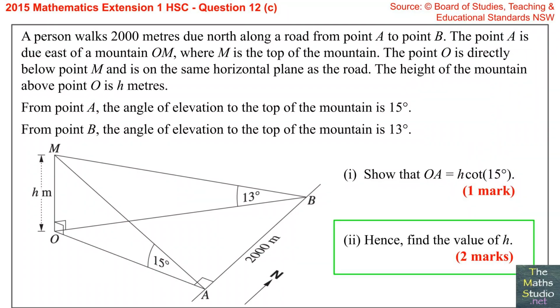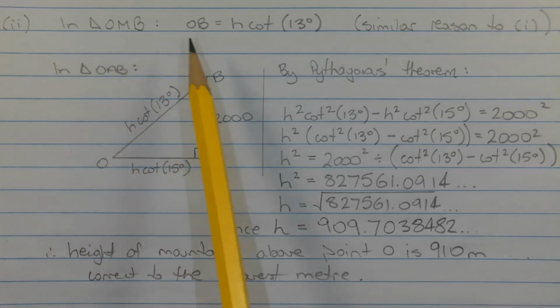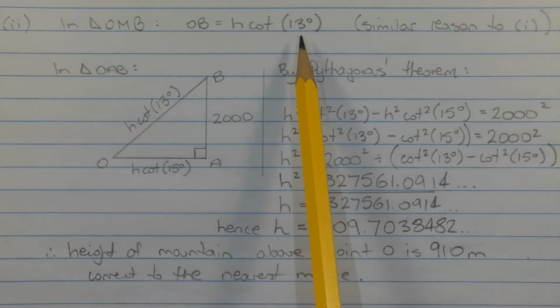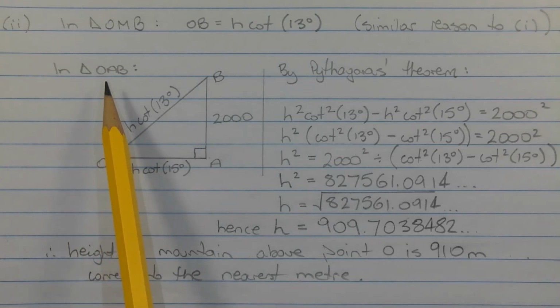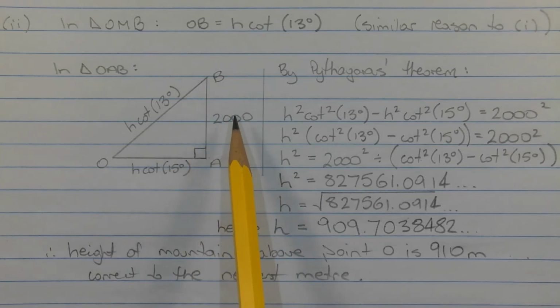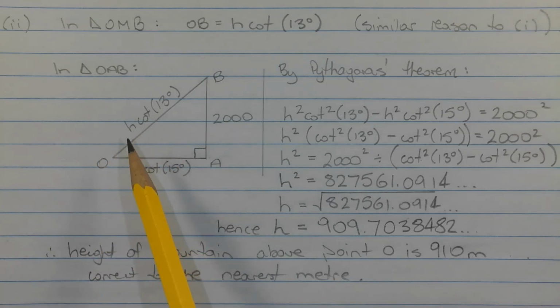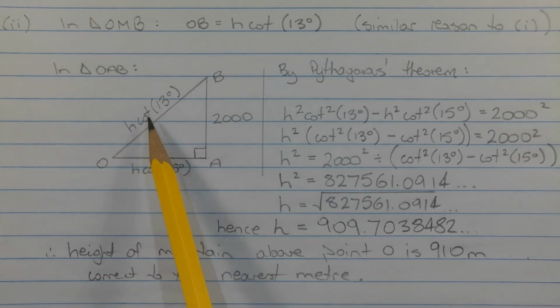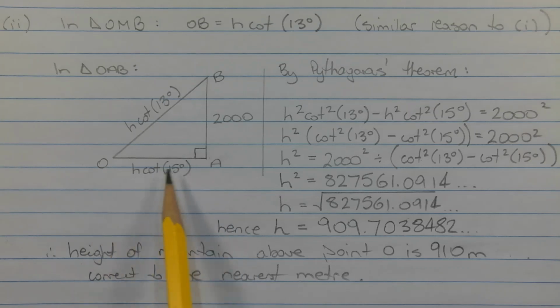Part 2. Hence, find the value of h. In triangle OMB, OB is equal to h cot 13 degrees, for a similar reason to part 1. Now let's consider triangle OAB. That's the triangle on the ground. Now it's a right-angled triangle for starters, and we do know the length of one side. Side AB is 2,000 meters. Now the hypotenuse OB is h cot 13 degrees, and the other short side, OA, is h cot 15 degrees, which is the expression that we found in part 1.